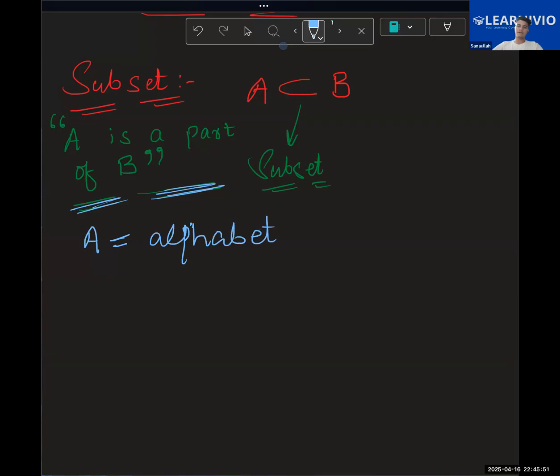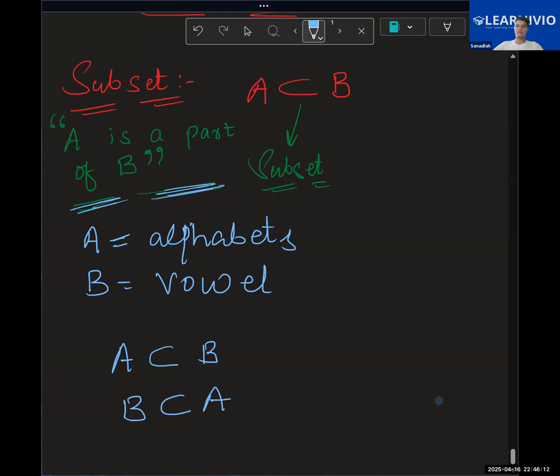If I say A is alphabets and B are vowels, right? Now tell me which of these statements is correct. Sir, A belongs to B. The first one is correct. See, this is not this symbol. You can't say this is belongs to. Belongs to का symbol ये होता है.